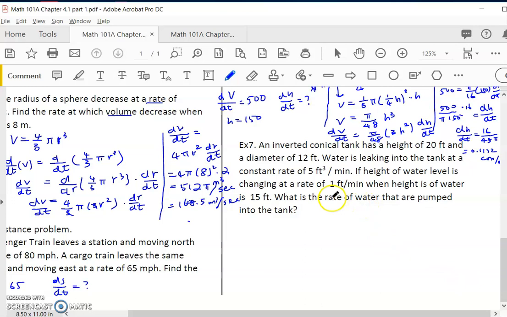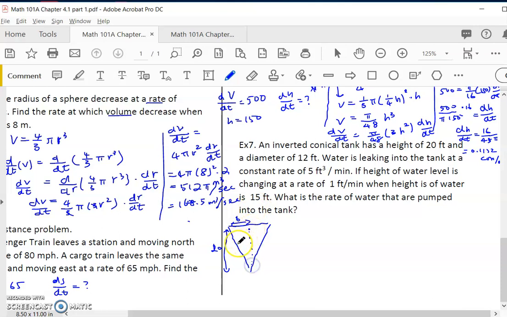The second question is similar. It's also an inverted conical tank. It has a height of 20 feet and a diameter of 12 feet. So we draw the same picture. This is fixed, 20. And the diameter is 12, which means the radius is 6.